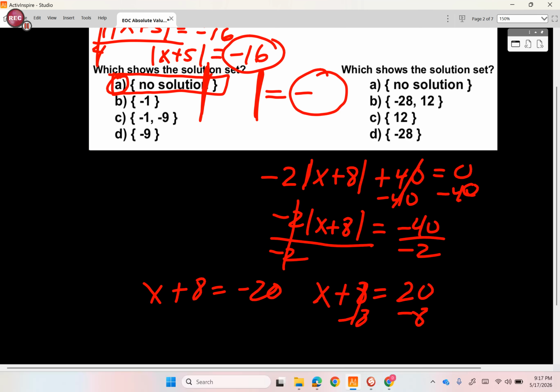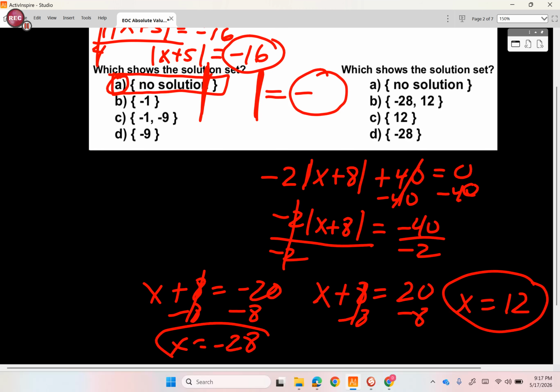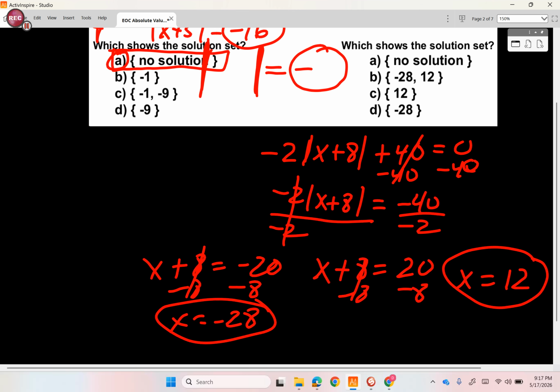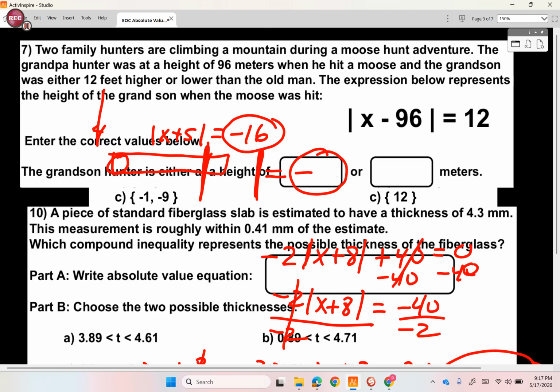So same steps on both sides. You're just subtracting 8. But on this side you get 12, and on this side you get negative 28. Alright, hopefully this helps. Let's keep it moving.